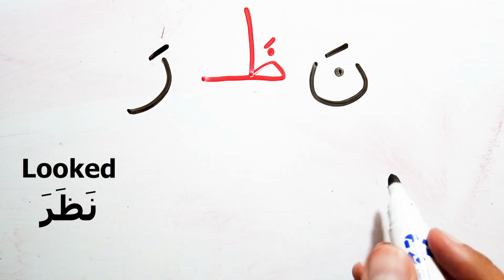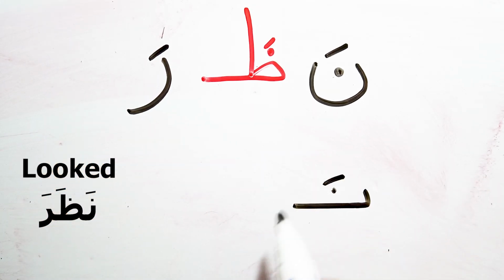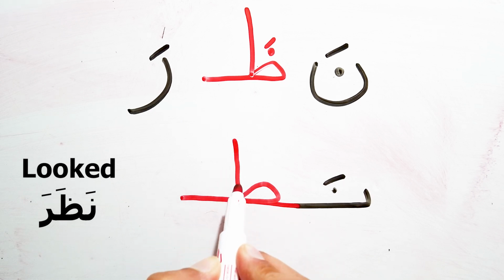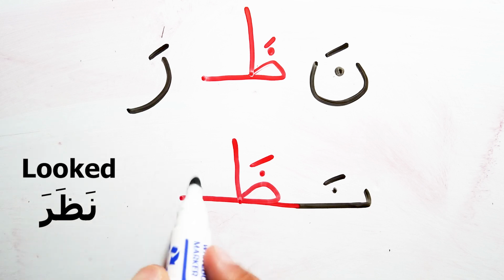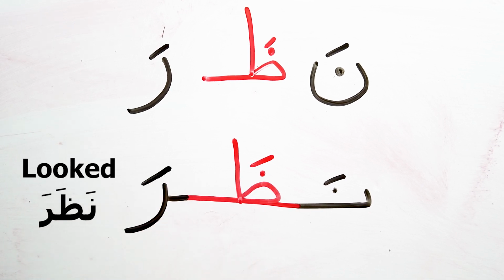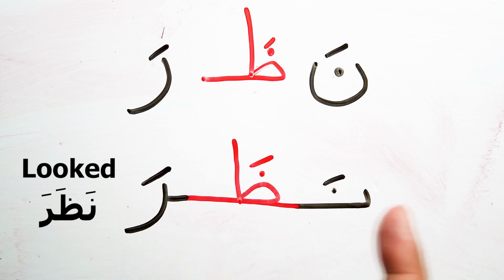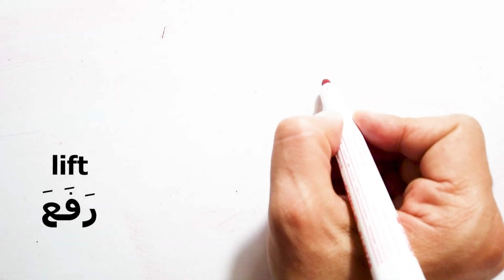Let's connect them. Na in the beginning of the word. Va in the middle of the word. And finally, we have ra in the end. Let's read together. Ne, va, ra. Nevara, nevara. رفع. را.